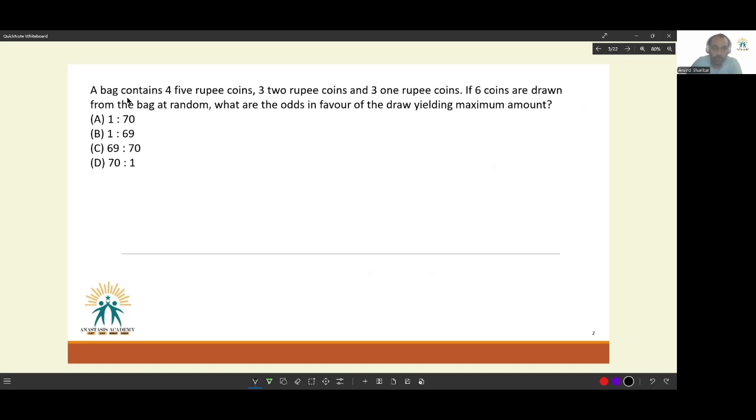Next, a bag contains 4 5 rupee coins, 3 2 rupee coins, and 3 1 rupee coins. Okay, if 6 coins are drawn from the bag at random, what are the odds in favor of the draw yielding maximum amount? For yielding maximum amount, all the 4 5 rupee coins should come. And 2 2 rupee coins should come.